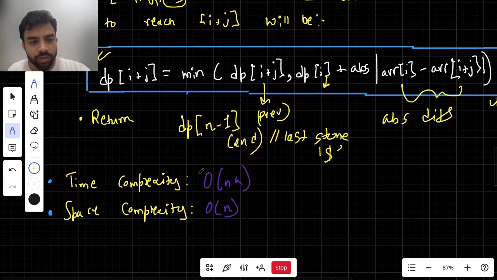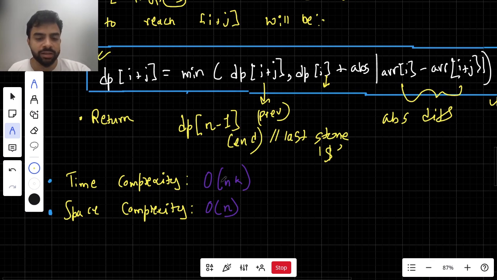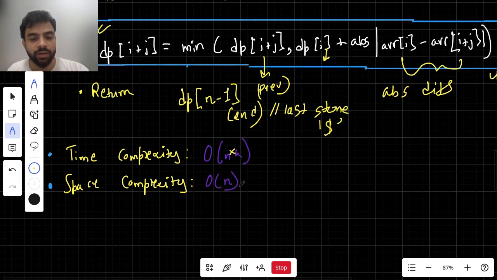Now what we have to find is the time complexity. The time complexity which we will be using is O of n k. Why n and k? k is the number of jumps and n is the size of the array. We have to iterate through all the possible jumps, that is k, and also iterate from one side of the array to the end. That's the reason we are writing O of nk. The space complexity, since I'll be storing everything inside an array, is O of n.